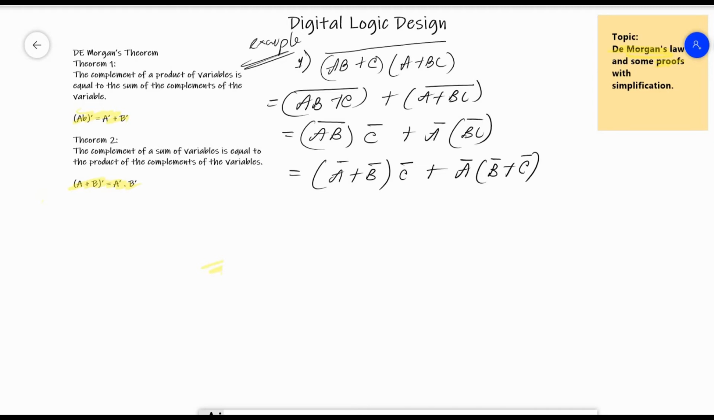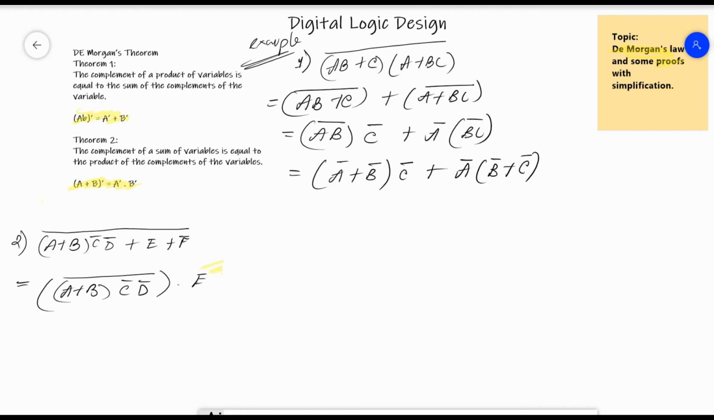Now we are going to take another example, which is this one, and we are going to apply De Morgan's theorem to rewrite this expression. So we can first do it like this: (a plus b) bar plus (c bar d bar) bar, and apply bar here, and e bar into f double bar. So we applied the second theorem of De Morgan here.